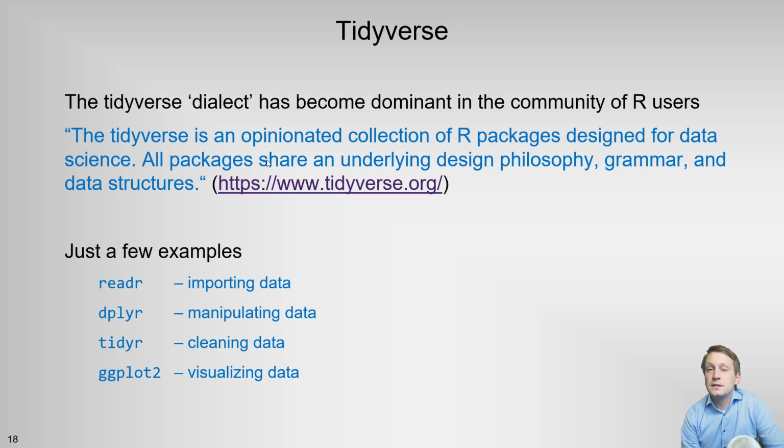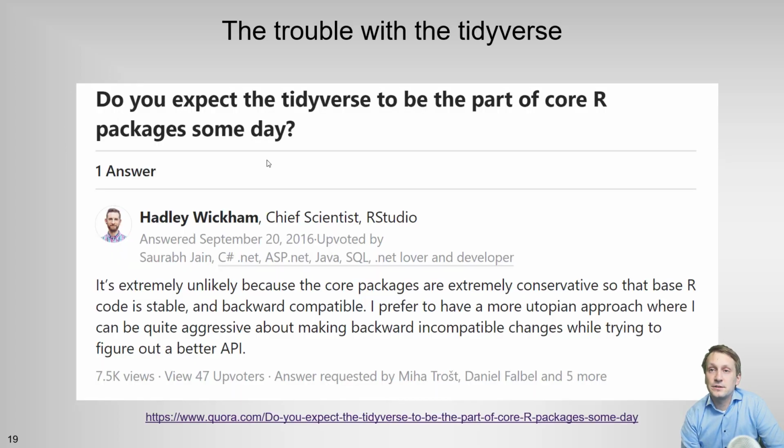Well, the lead developer says the Tidyverse is an opinionated collection of R packages designed for data science. All packages share an underlying design philosophy, grammar, and data structure. And that's great for coherence. A few examples are packages like readr, which helps you import data, dplyr, which helps you manipulate data, tidyr helps you clean data, and ggplot helps you visualize data. There are a lot more packages within the Tidyverse. And again, there's a common philosophy that makes it easy to interact with all of those packages.